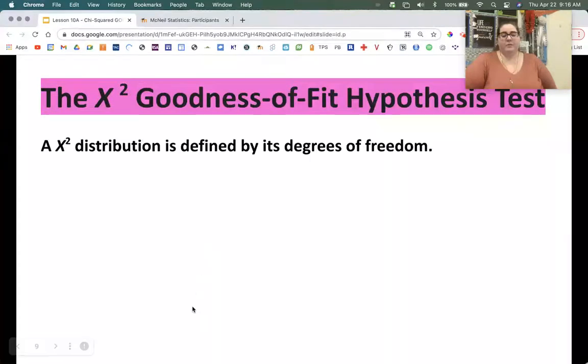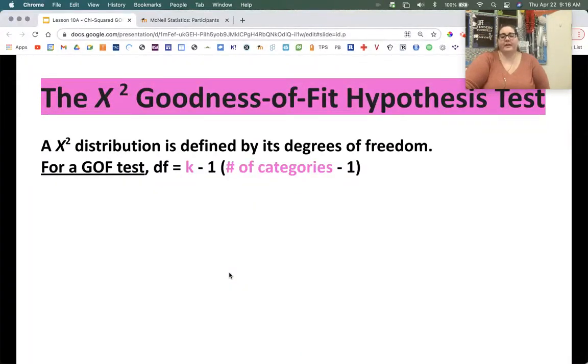Okay. So the chi-square distribution is defined by its degrees of freedom. So we still have a degrees of freedom, and I'll show you that when we look at our chi-squared table in a minute. But for a goodness of fit test, the degrees of freedom is defined as k minus 1, where k is the number of categories.